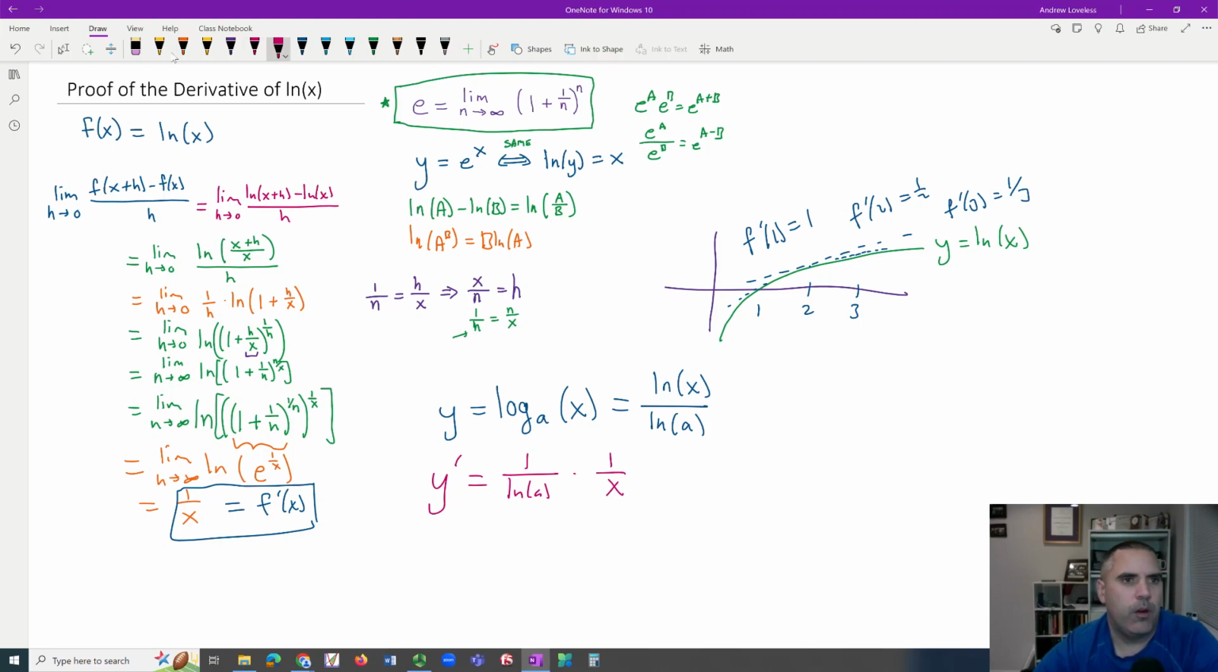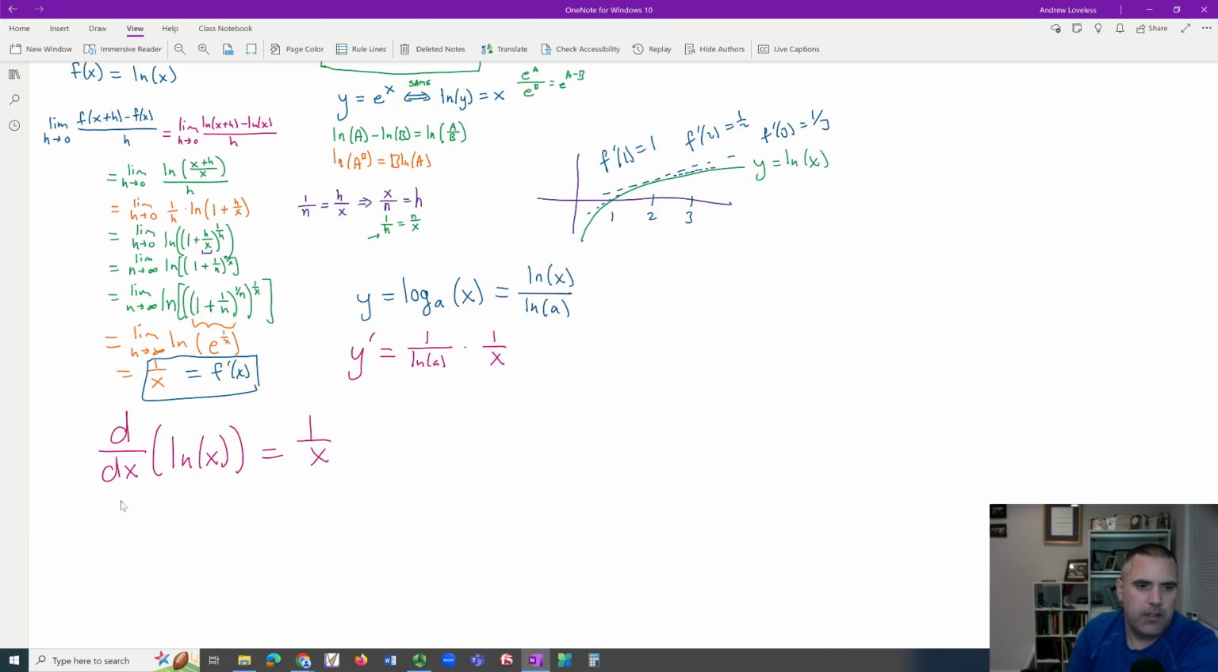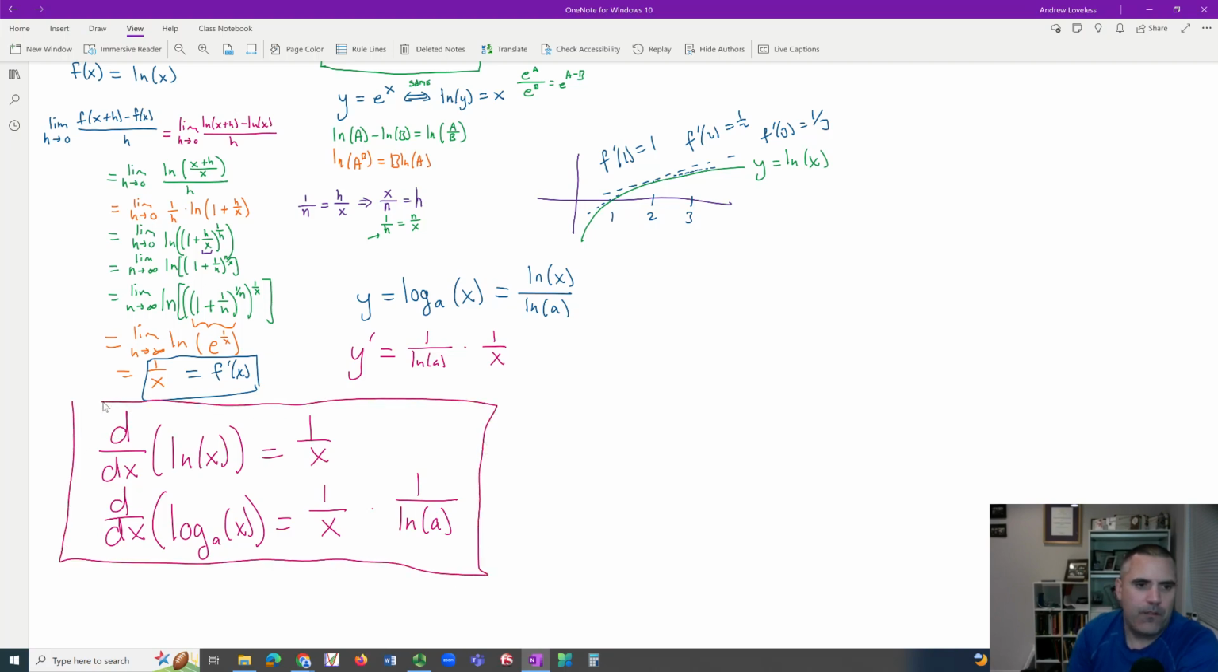So that gives us our full complement of our rules, which is that the derivative of the natural log of x turns out to be 1 over x, and the derivative of some other log, and I can hardly ever remember using this, is 1 over x times 1 over the log of a. So there you go. That's that rule.